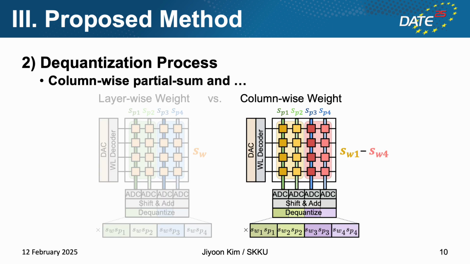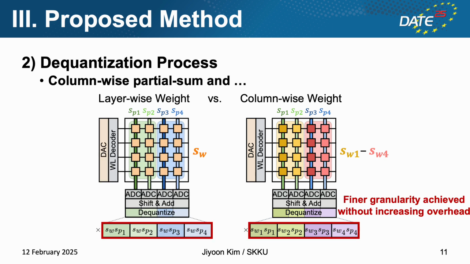Now, what if weights are also quantized column-wise? Then each weight column gets its own scale factor SW1 to SW4, and this seems like it adds more dequantization overhead because of the larger number of scale factors. But the truth is, the number of dequantization operations stays the same as in the former case.